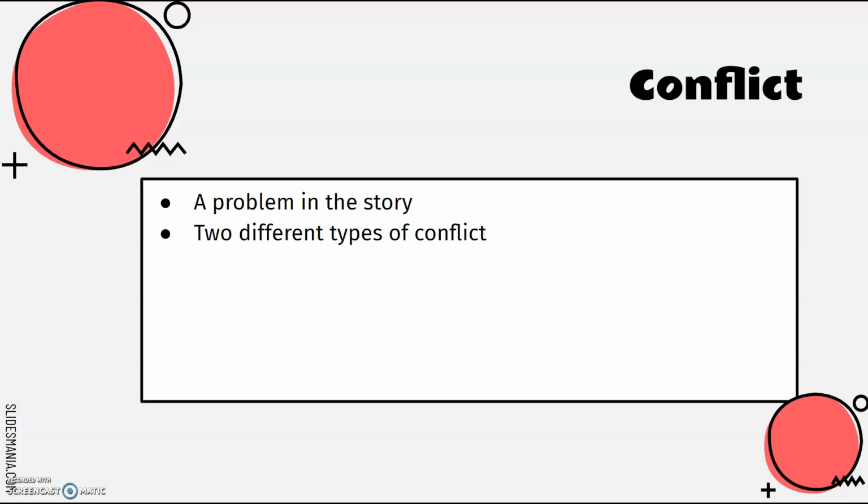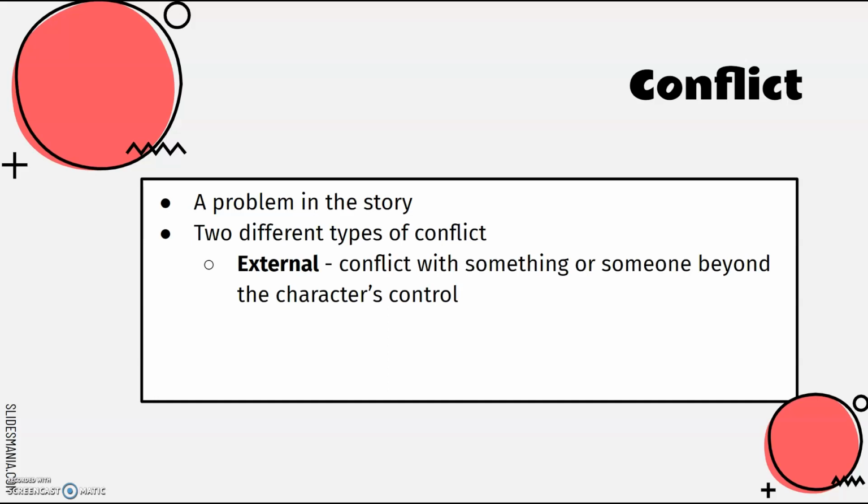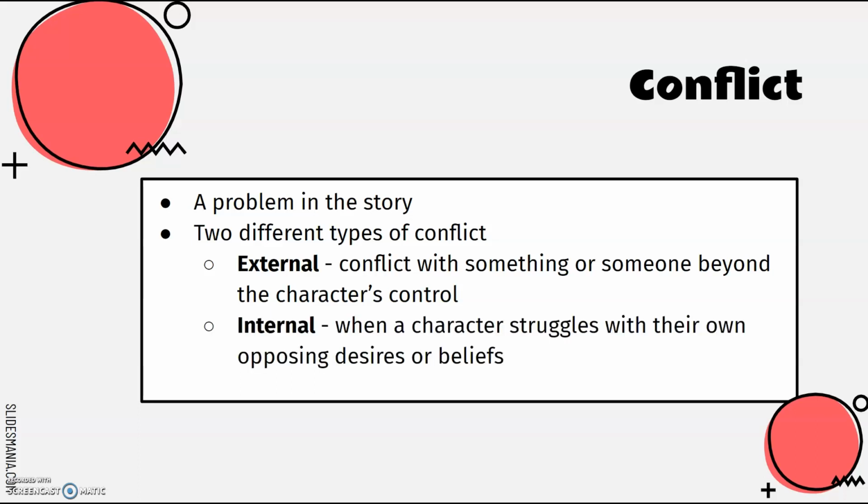Now remember, there are two different types of conflict. We have external conflict, which is conflict with something or someone beyond the character's control. This could be with another character, this could be with a force of nature. These are types of external conflict. Internal conflict is when a character is struggling with their own opposing desires or beliefs. Maybe this character is trying to make a huge decision and they're battling themselves over making that decision. That would be an internal conflict.